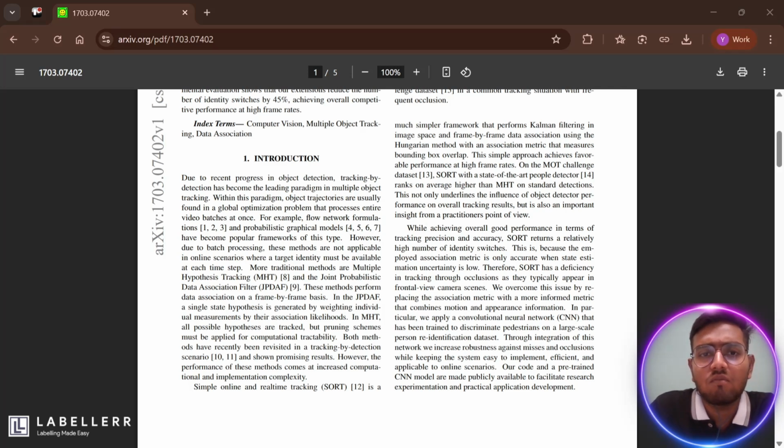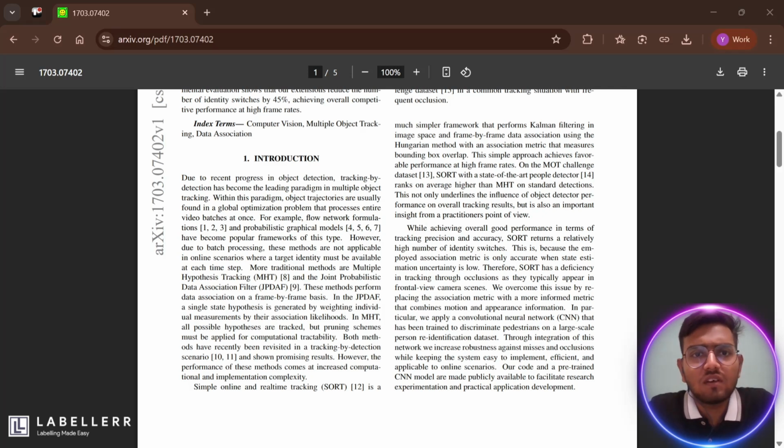Here's the clever part. For each object being tracked, the system remembers the last 100 appearance descriptors. It's like having a photo album for each person you are tracking. When a new detection comes in, the system looks at the new detection and compares it with all the photo albums to see which one matches best.